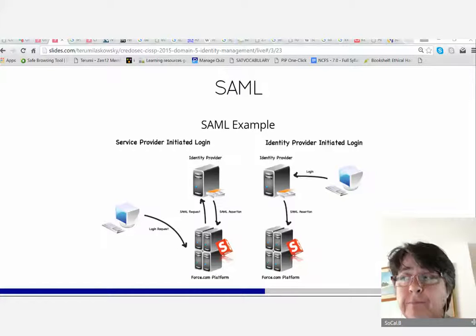And let's say the person hasn't logged in. If the person hasn't logged in, there's not going to be a SAML assertion going back. So the person has to log into the Active Directory before a SAML assertion can be sent to force.com. Hence, you cannot log in to force.com if you're not logged into that Active Directory. Does that address what you were just talking about?